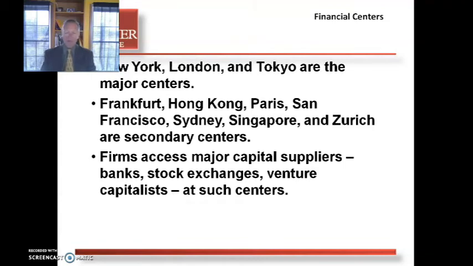Frankfurt, Hong Kong, Paris, San Francisco, Sydney, Singapore, and all those others are secondary centers. They are smaller equity markets and smaller equity traders, and generally speaking, they will sell secondary shares of stock on those centers.